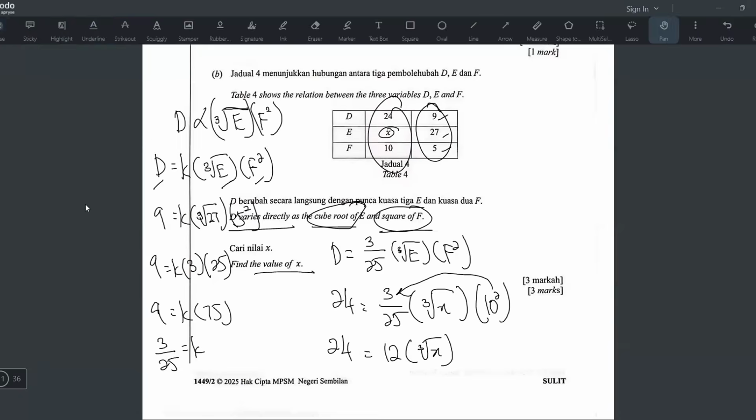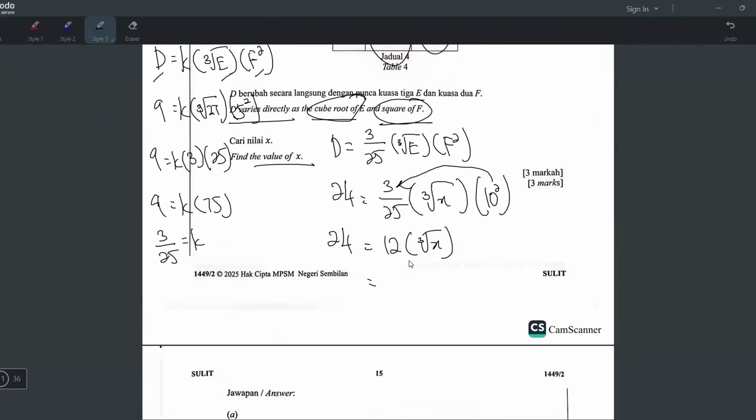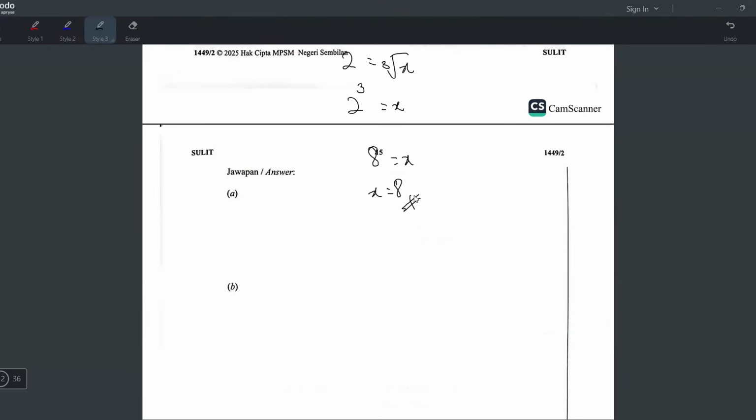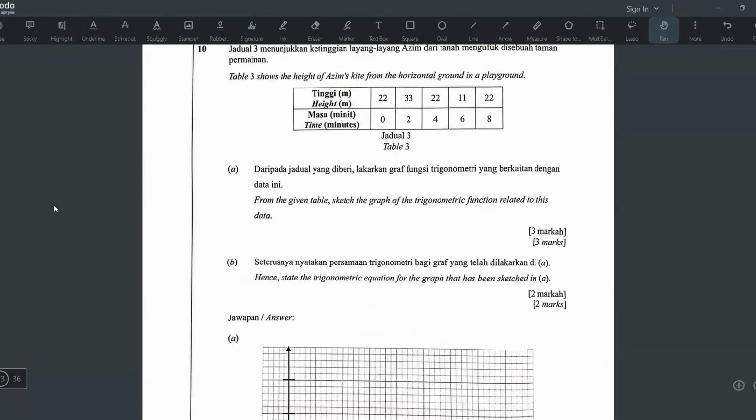So, nak cari X sekarang. So, kita kena pindah satu persatu sampai X single. So, I pindah 12 dulu. So, sini tinggal cube root X. Okay, 12 hubungan ni dia darab. So, bila hantar jadi bahagi. 24 bahagi 12, 2. And then cube root hantar jadi cube. Cube means kuasa 3. Okay. So, X sama dengan 8 lah. Because 2 power 3 is 8. So, that is the answer. Okay. Alright, sudah siap. Okay, number 10.